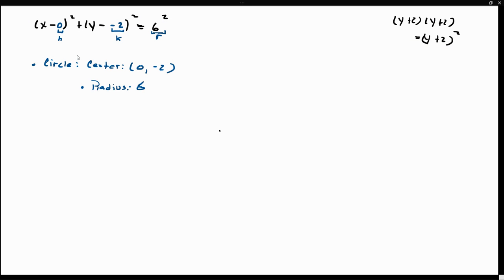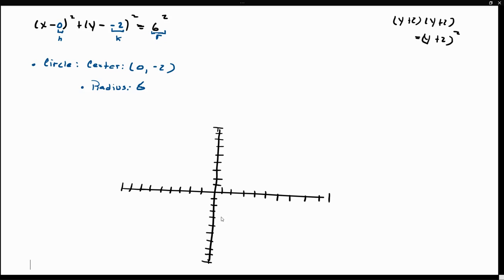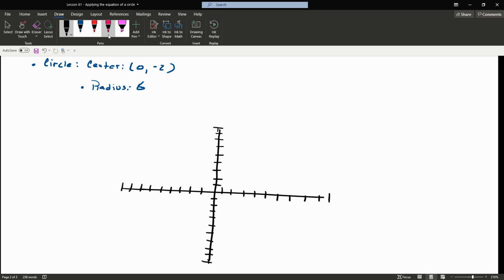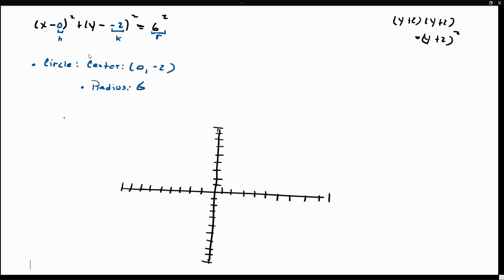Give me one second, I'll be back with the grid. So now we're back. Let's plot our center, which we can see is when x is 0 and y is negative 2. So here we're going to have the center for our circle. Since I know that the radius is 6, if I move 6 units to the left, 1, 2, 3, 4, 5, 6, we get a point on the circle. From the center, 6 units up, 1, 2, 3, 4, 5, 6. 6 units to the right from the center, 1, 2, 3, 4, 5, 6. And 6 units down, 1, 2, 3, 4, 5, and here we have it, 6.